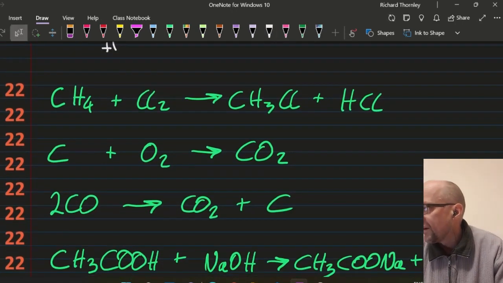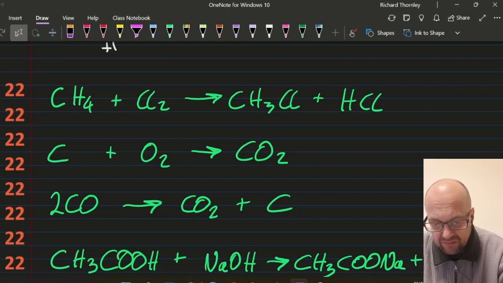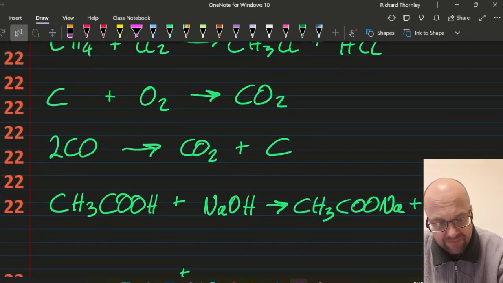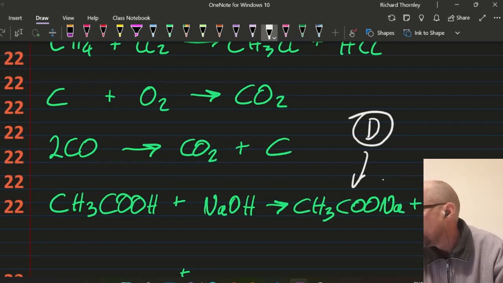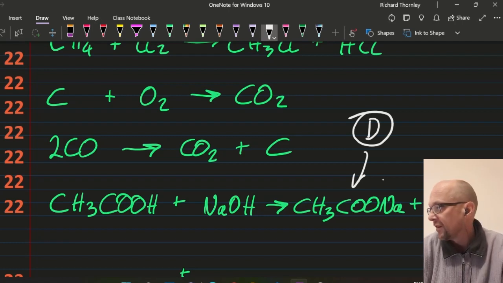22, which is not redox, so the oxidation states don't change. Neutralization isn't redox. The oxidation states don't change. So whatever's acid base, it's that one. That's the last one. That's D. I don't even have to work my way through it. 22 is D. Yeah, 22 is neutralization. It's not redox. Ethanoic acid, sodium hydroxide.